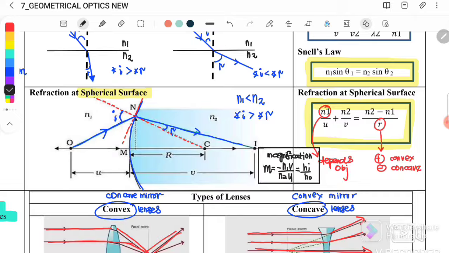Okay, so that's all for this equation. So that's all for this summary.